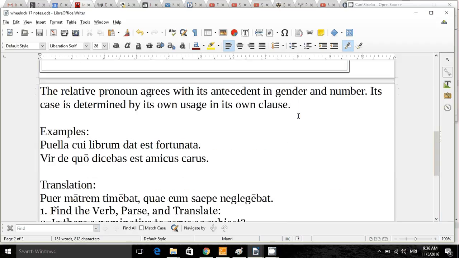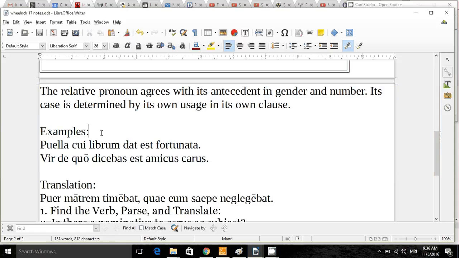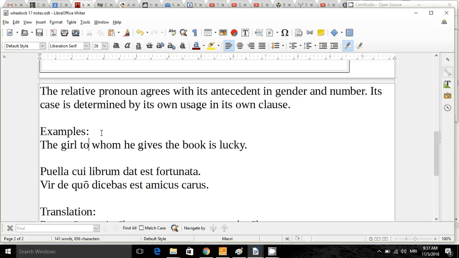But the relative pronoun, unlike an adjective, agrees with its antecedent, that is the word that goes before it, and we're going to look at an example in a moment, in gender and number, but its case is determined by its own usage and its own clause. So for example, let's say: the girl to whom he gives the book is lucky. Let's look at this in English first.